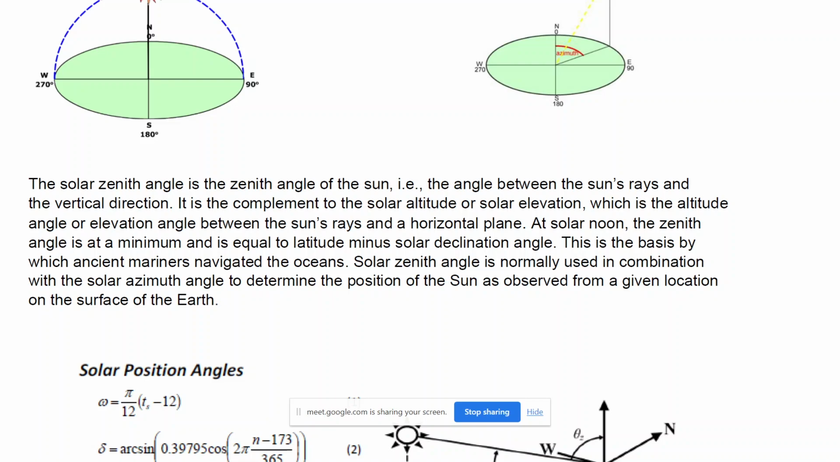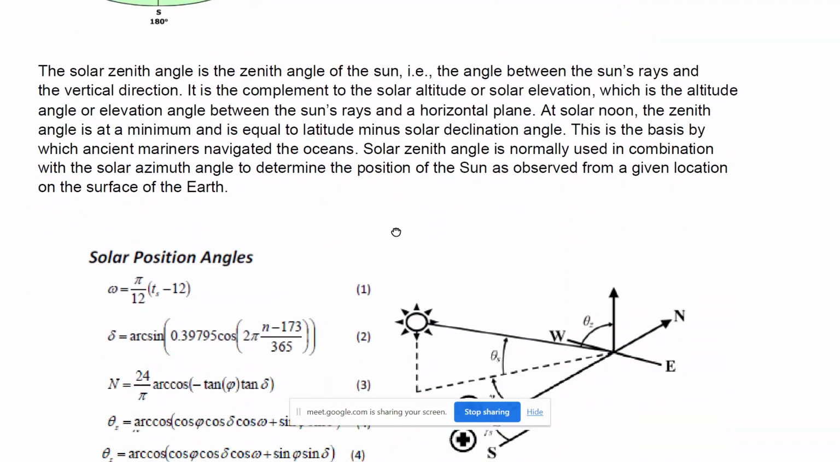This is the basis by which the ancient mariners navigated the oceans. Solar zenith angle is normally used in combination with the solar azimuth angle to determine the position of the sun as observed from a given location on the surface of the earth. When mariners were traveling in the ocean, they did not have wireless connectivity or satellite phones, so they used to find directions, guess the exact time, or tell their locations on the basis of these angles. That is the importance of the solar zenith angle and azimuthal angle.